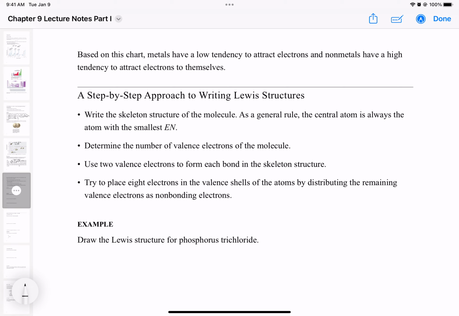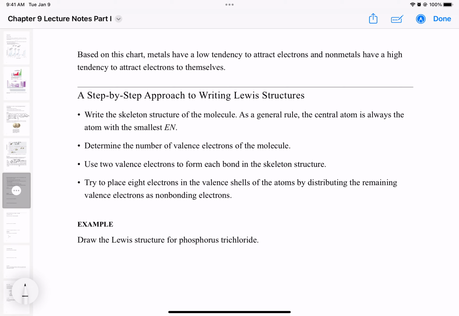So if you took chemistry in the past, this means you draw the arrangement of atoms on your piece of paper. And in general, the atom that appears in the center of the molecular formula is usually the central atom. And it's usually the atom with the smallest electronegativity. But that's not always the case. So there may be some exceptions.